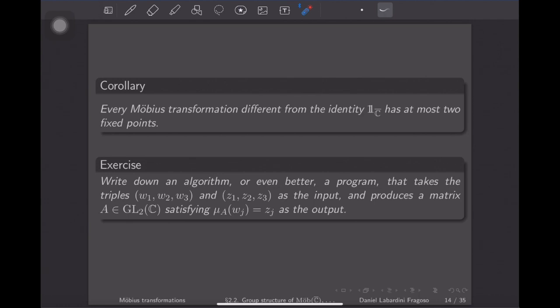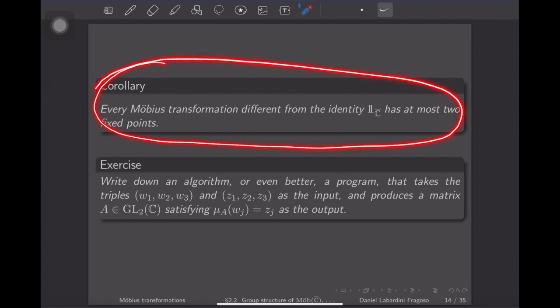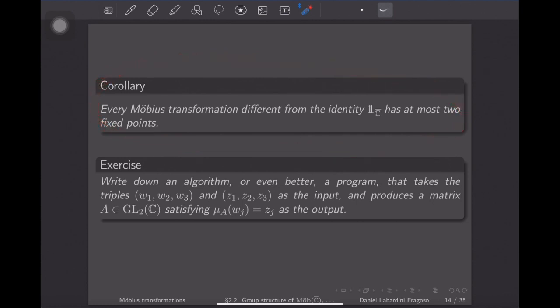This is one of the keys that are going to allow us to start with an arbitrary Möbius transformation, and from that arbitrary Möbius transformation be able to read a standard example. The fact that for every non-identity Möbius transformation I know there are at most 2 fixed points.